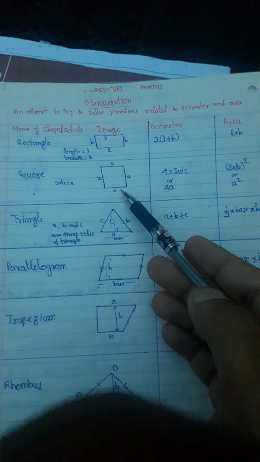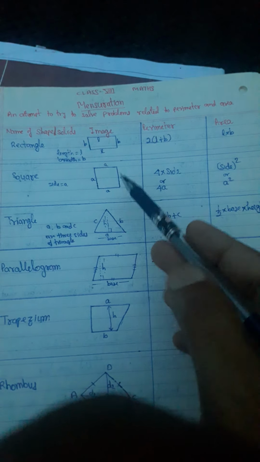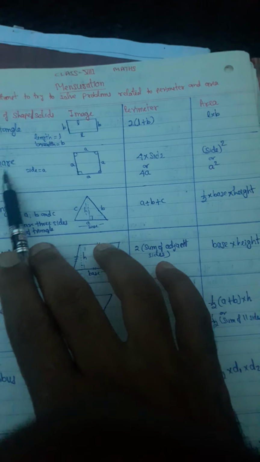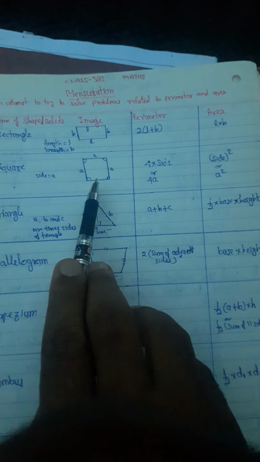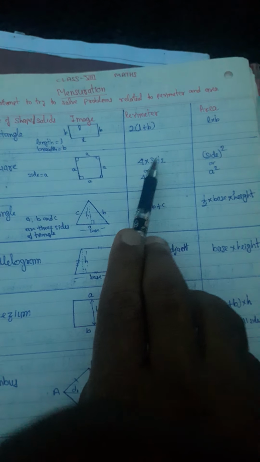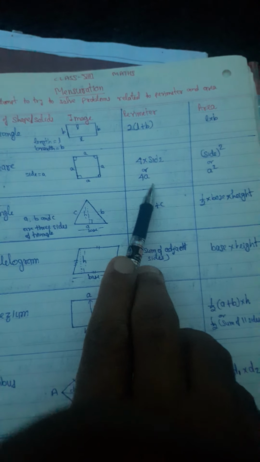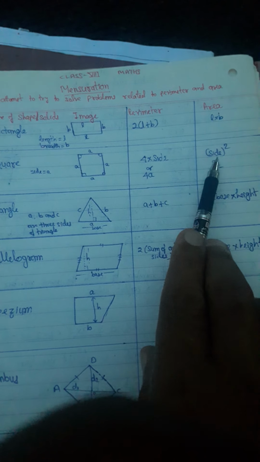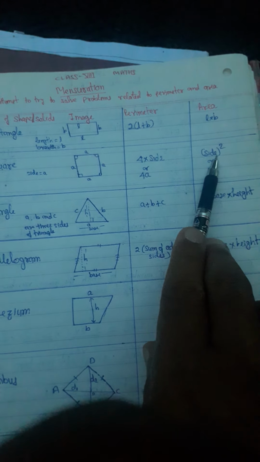Then the square. We know that in a square all sides are equal and each angle is also equal, 90 degrees. We want to find the perimeter of the square. We add all four equal sides, a plus a plus a plus a, or we can multiply directly 4 into side, or 4a. If we want to find the area of the square, the area of a square is equal to side into side, or we can write side squared.